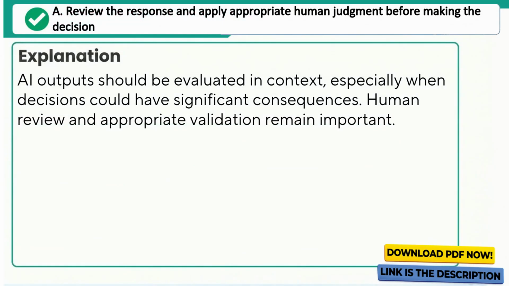Correct answer: A. Review the response and apply appropriate human judgment before making the decision. Explanation. AI outputs should be evaluated in context, especially when decisions could have significant consequences. Human review and appropriate validation remain important.